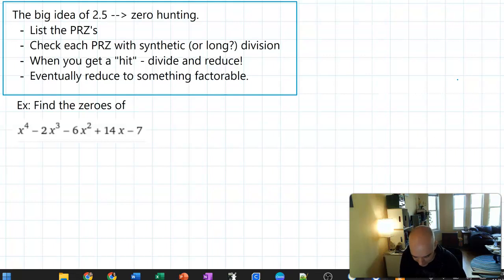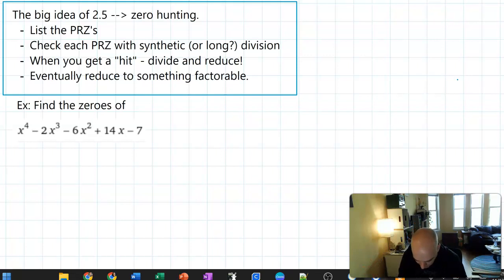We're going to list all the possible rational zeros. Then we're going to check each PRZ with synthetic, or I guess long division, going from small to large. And whenever we get something that works, and when we say works, it means it has remainder 0, we're going to reduce the polynomial down, write that zero out, and every time we get a hit, we reduce the polynomial. Eventually we'll get something that we can factor, and that will let us find the rest of the zeros.